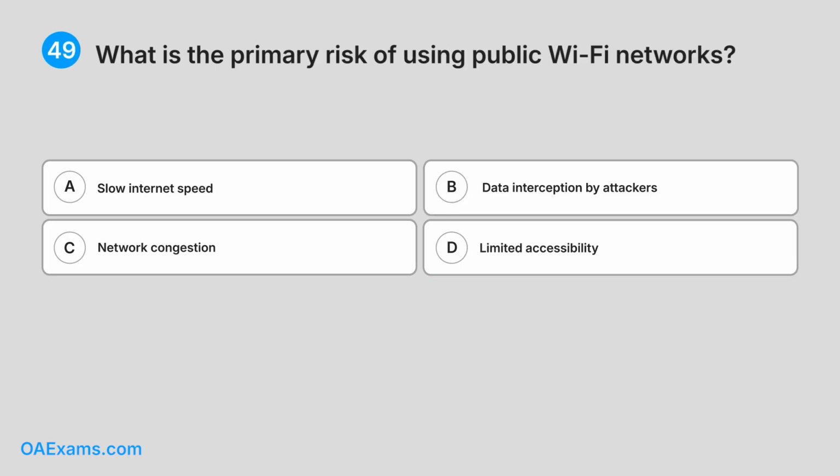49. What is the primary risk of using public Wi-Fi networks? A. Slow internet speed. B. Data interception by attackers. C. Network congestion. D. Limited accessibility. Do you know the answer?